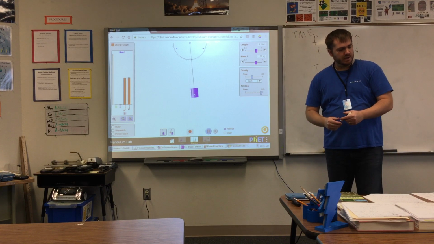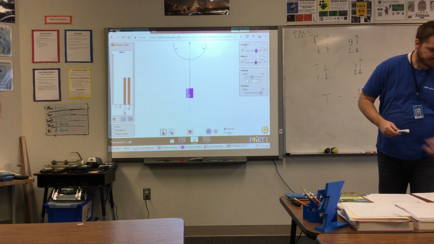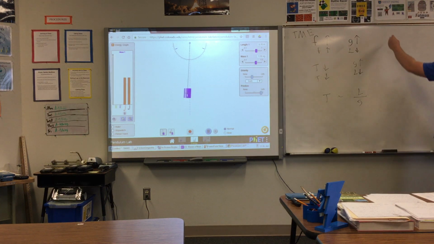Okay. There is a formula for the time period of a pendulum, and that is equal to 2 pi times the square root of L over g. So it's not completely a linear relationship. It's a square root relationship.